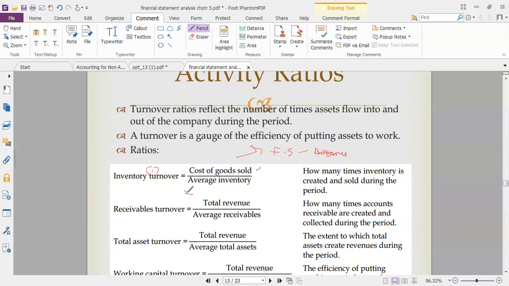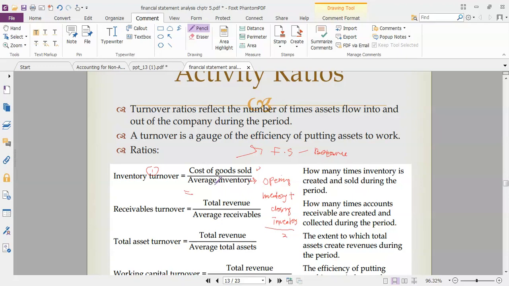Cost of goods sold divided by the average inventory. So how to calculate the average inventory is: opening balance inventory plus the closing balance inventory, divided by 2. So that you will calculate the amount of average inventory.